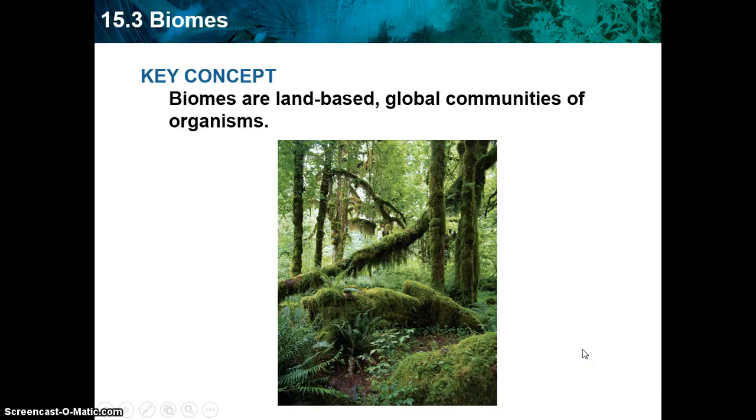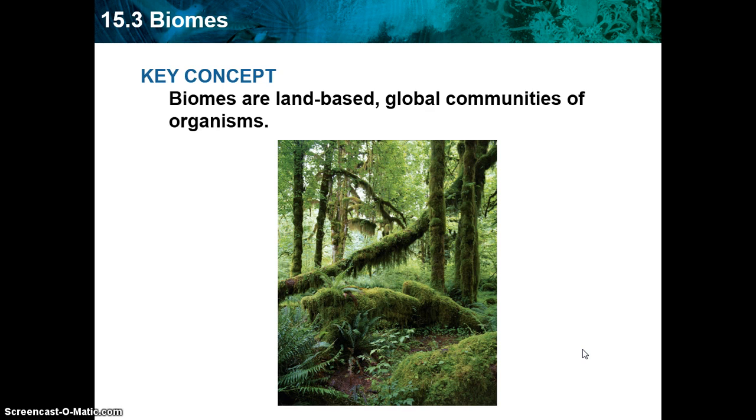Let's take a look at section 15.3, which is on biomes, and I know that we've covered this in depth already. Your book actually doesn't cover it as in depth as the tech book does. So this is just going to be kind of glossed over compared to the depths that you were into it. So we're just going to touch on what the book has.